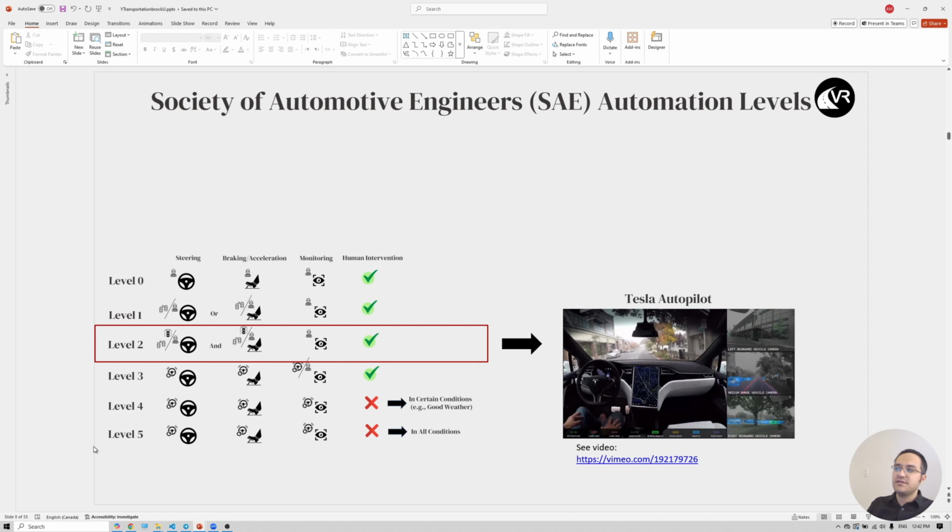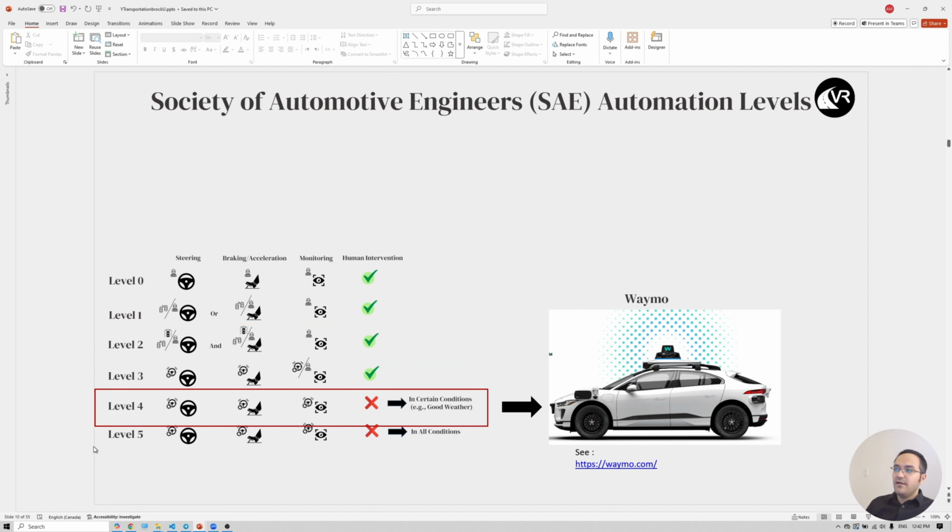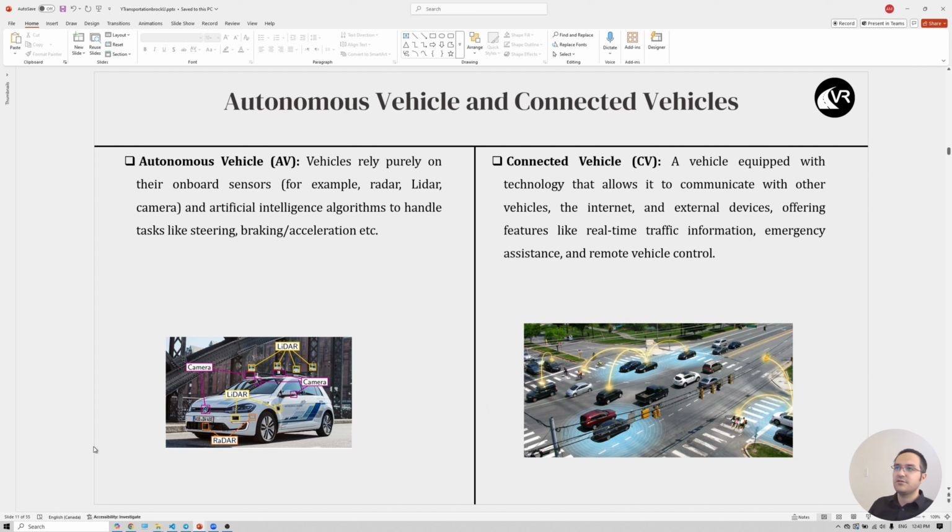So for example, the Tesla Autopilot at this moment in the year 2025 is currently considered a level 2 with all of those technologies. And Waymo, another company, is running very fully autonomous vehicles, but that's considered level 4 because it's in pilot projects currently.